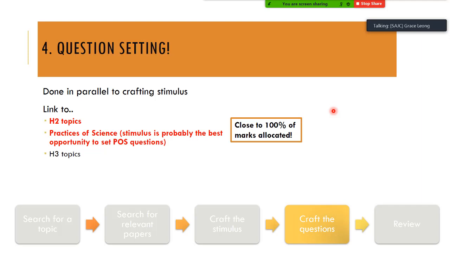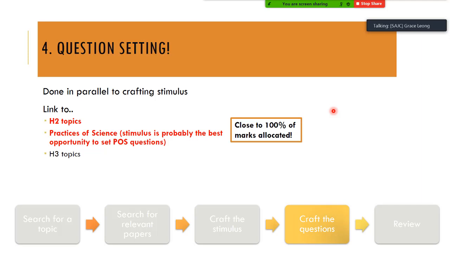For question setting, how I did it was I tried to link to H2 topics first, because I'm only taking reference from the past year H3 papers. The stimulus questions actually focus quite heavily on H2 topics as well as practices of science. What I feel is that the stimulus question is probably the best opportunity to set the POS questions. And if you can see the past year papers, close to 100% of the marks, like close to 20 marks, are all on H2 as well as POS.